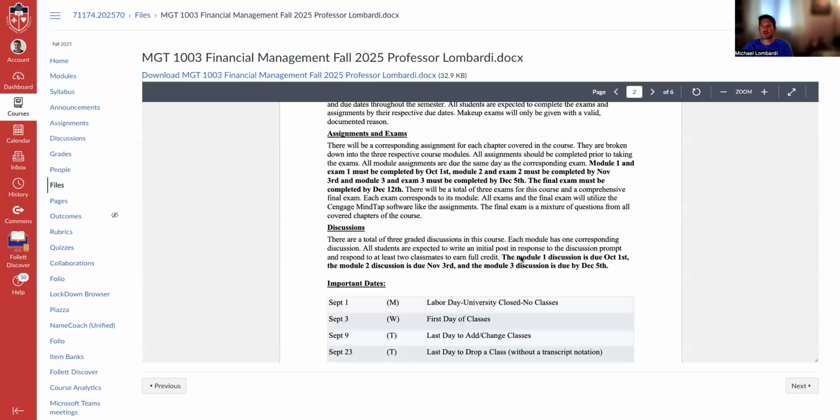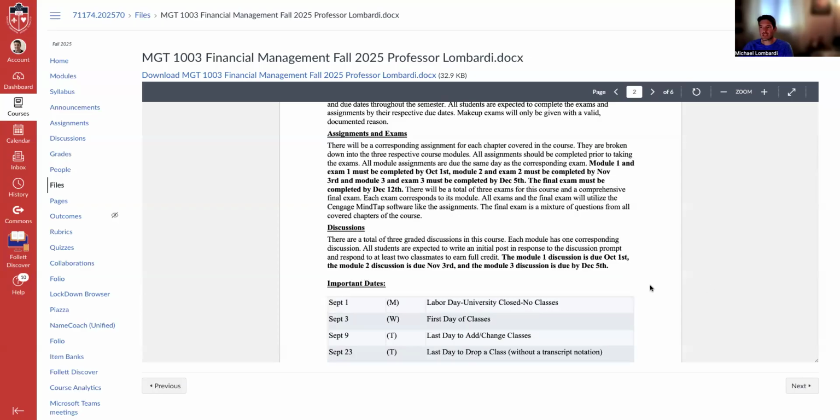Once again, there's a corresponding homework for each chapter in the course. They're broken down into 3 modules. All assignments should be completed prior to taking the exams. So Module 1 and Exam 1 are due on October 1st, Module 2 and Exam 2 on November 3rd, Module 3 and Exam 3 by December the 5th. Final exam is due by December the 12th. And once again, all use the Cengage MindTap software.